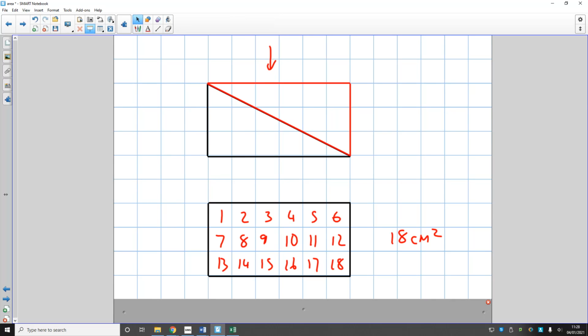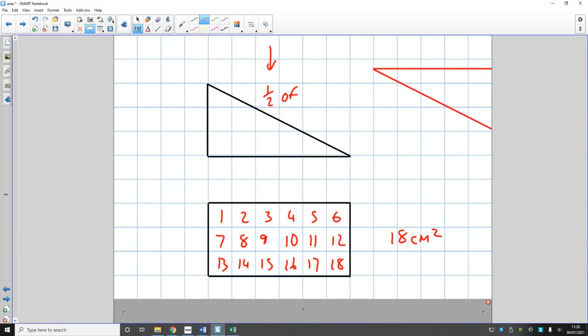But if I now remove this part of it away so that I've got the original amount, it means that this triangle here has half of that. So in order to find the area of this, we need to find half of 18 centimeters squared, and half of 18 is 9. So that's one way that we can do this. We can turn it into a full rectangle and cut it in half.